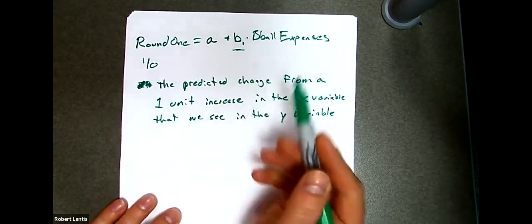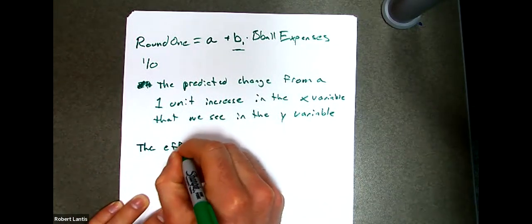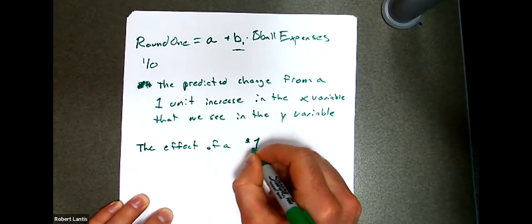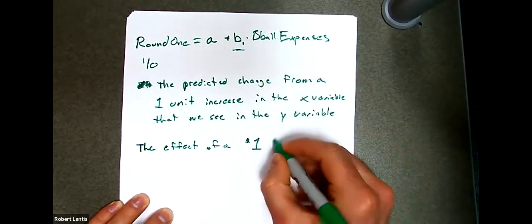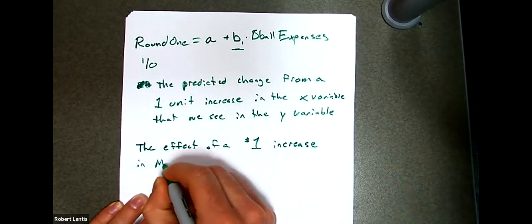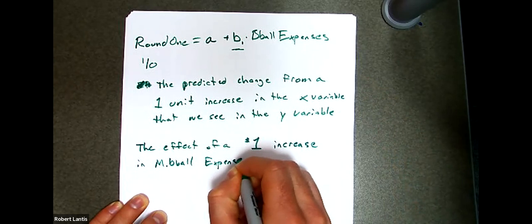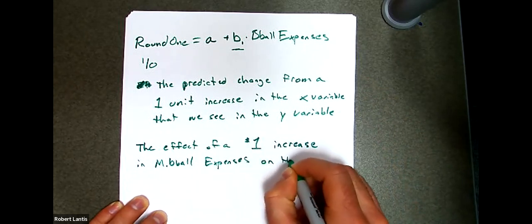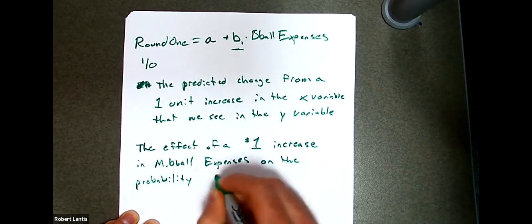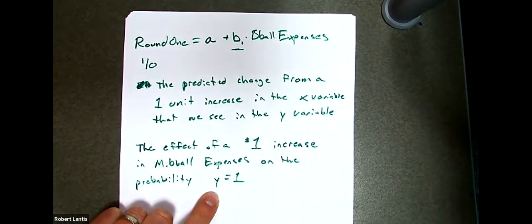So the way that we would interpret this variable is the effect of what's 1 unit? That would be $1, right? So the effect of a $1 increase in men's basketball expenses on the probability Y is equal to 1, or that they make that first round of the tournament.